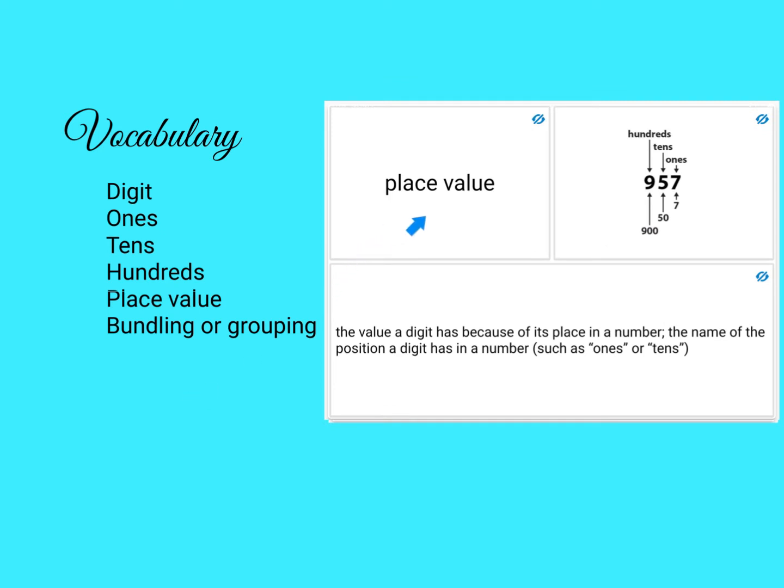And now we can connect all these with the place value. So the value a digit has because of its place in a number, the position a digit has in a number such as the ones, the tens, or the hundreds, such as in this one right here with the 9, gives it its value. So our ones place, our tens place, and our hundreds place in our place value.